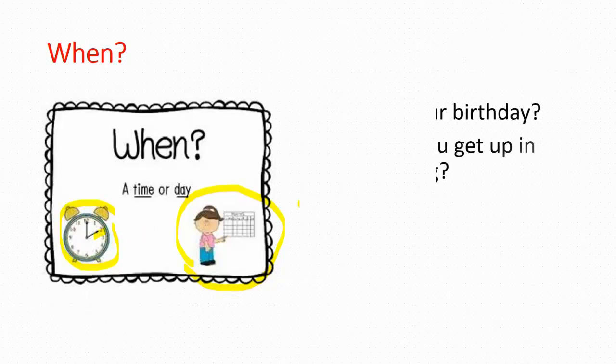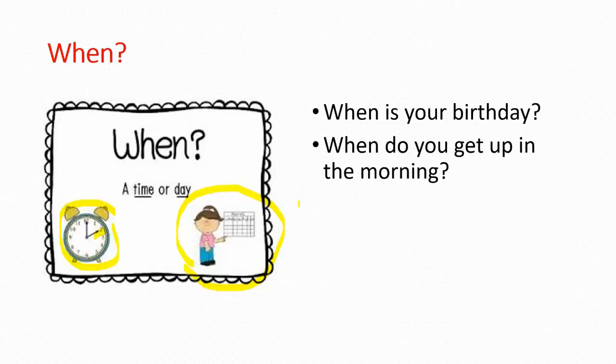Let's go for more examples. When is your birthday? The question is asking about a day. When do you get up in the morning? The question is asking about a time.